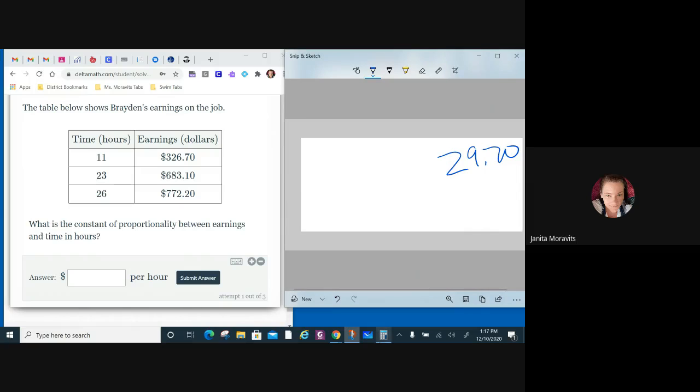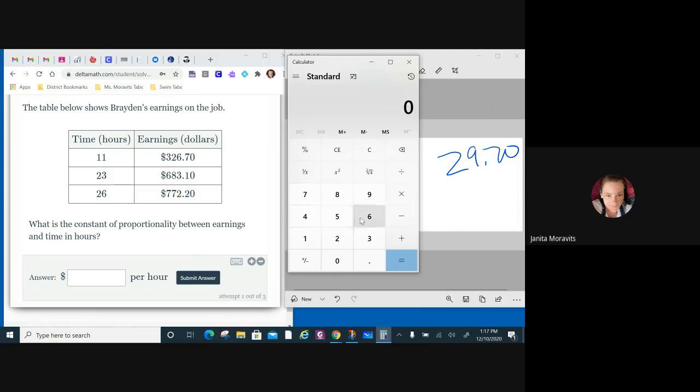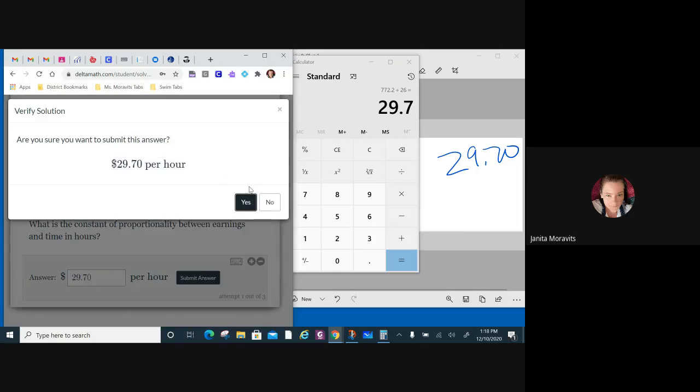Okay, and let's make sure we get the same amount for all of them so that we know that we did this correctly. All right, 683 and 10 cents divided by 23 hours. $29.70 again. All right, let's do it one more time. $772.20 divided by 26 hours. $29.70. So we got the same answer every time, which we should have. So that is how much he makes per hour.